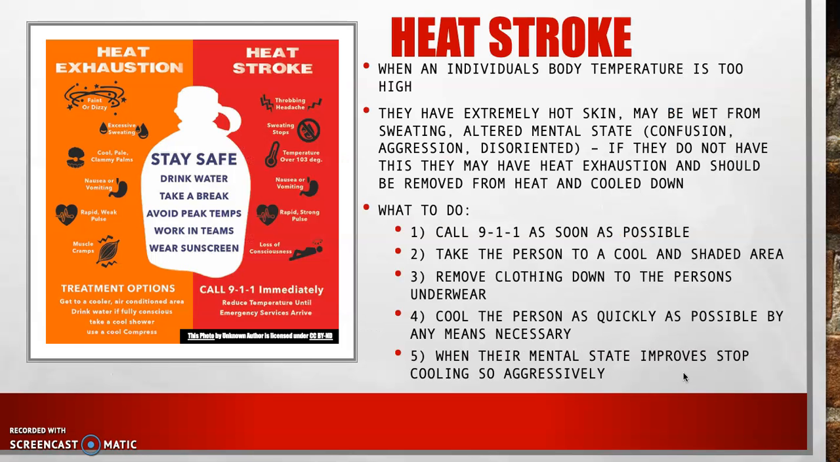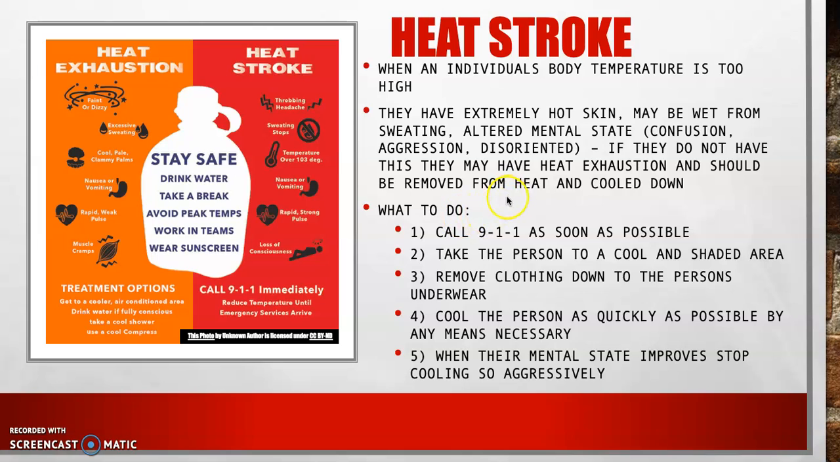Heat stroke. So this is different from heat exhaustion. We have this little diagram on the side here to show the difference between heat exhaustion and heat stroke. We're going to talk about heat stroke though, and this is when an individual's body temperature is too high. They have extremely hot skin, may be wet from sweating, altered mental state, confusion, aggression, disoriented. If they do not have this, they might be suffering from heat exhaustion and should be removed from heat and cooled down. So altered mental state is a super important one in understanding if it's heat stroke or heat exhaustion.